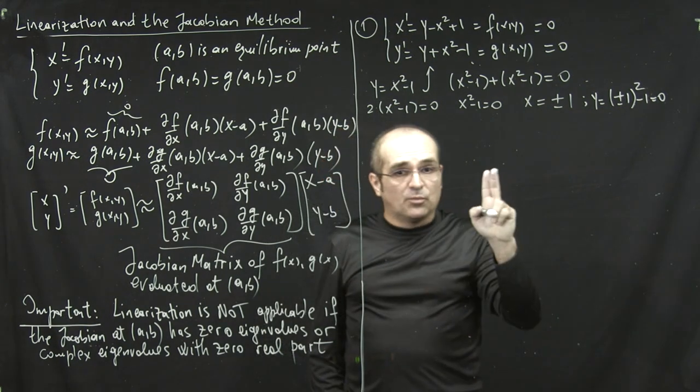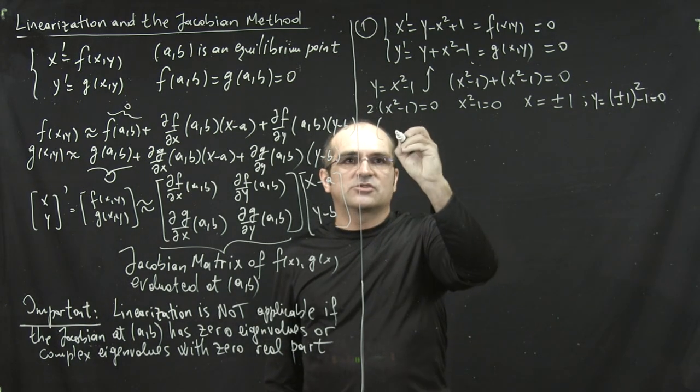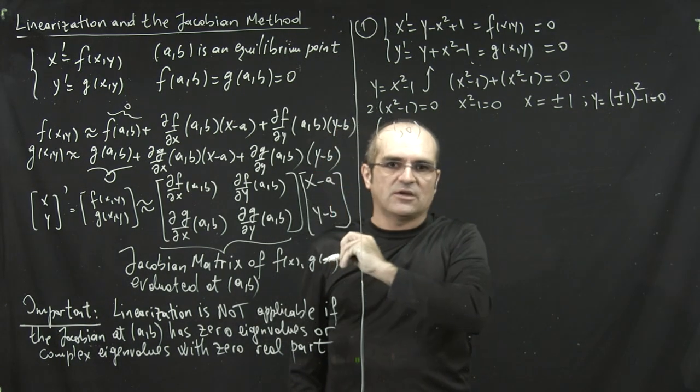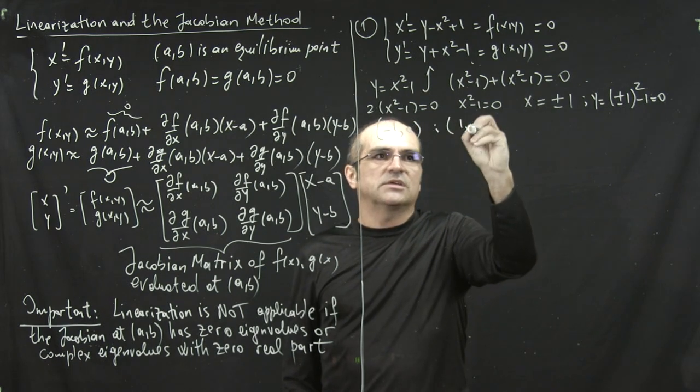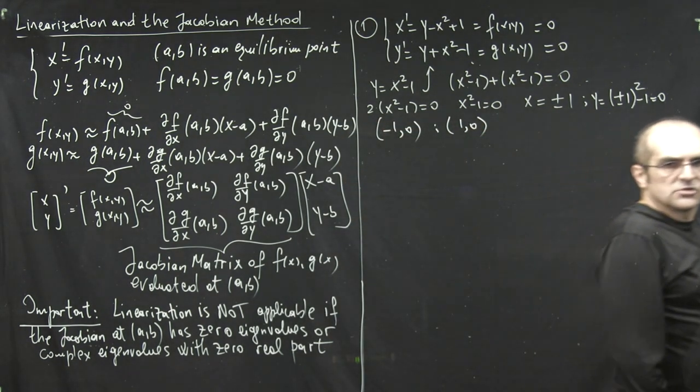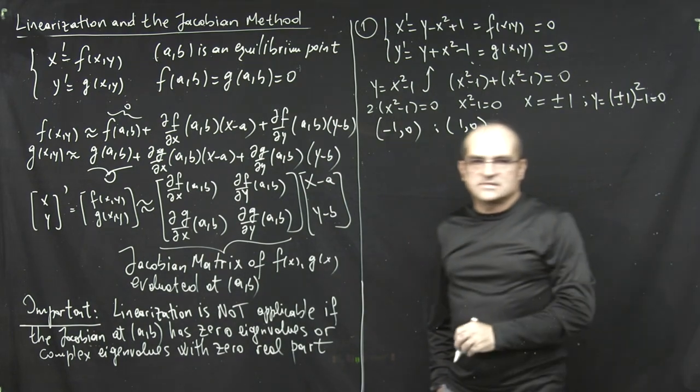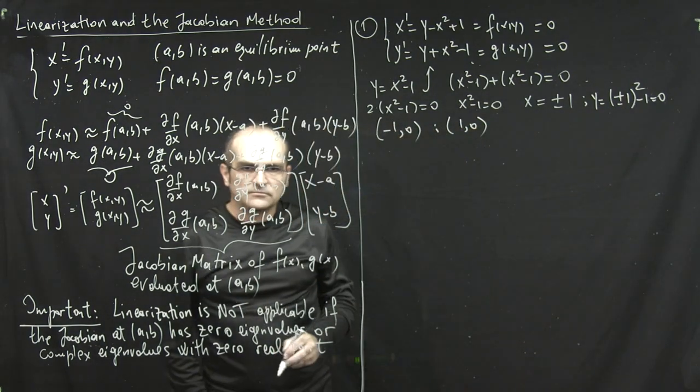Now, that means you have 2 points. Make sure you count them correctly, right? So one equilibrium point is (-1, 0). Another equilibrium point is (1, 0). So x could be -1 or 1, y is 0 in both cases.